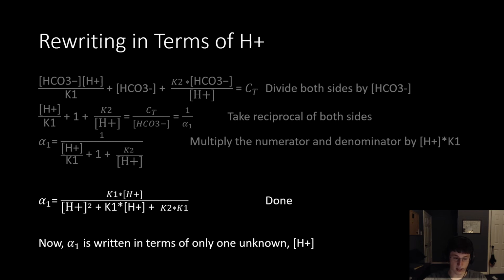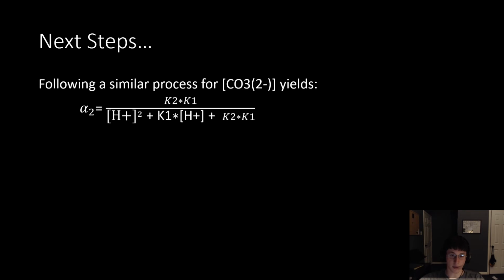The only unknown in this equation is hydronium. And so now that we've rewritten alpha 1 in terms of the hydronium ion concentration, we want to do the same thing for the carbonate ion. Following a similar process for the carbonate ion, I haven't included the steps here because it's extremely similar and would be redundant. It would yield alpha 2 equals K2 times K1 divided by the hydronium concentration squared plus K1 times the hydronium concentration plus K2 times K1.